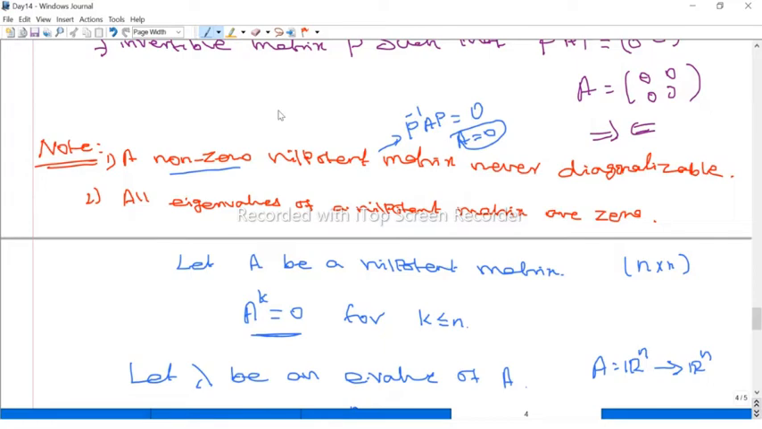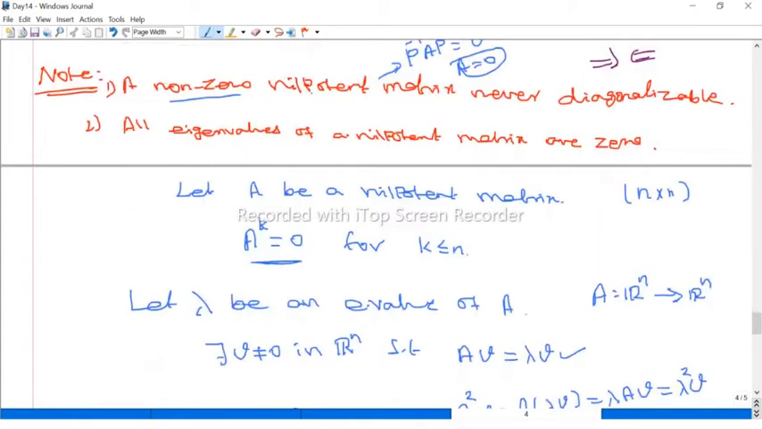It is a very important thing. Now there are some other characteristics to check whether a matrix is nilpotent or not. The important thing: suppose the eigenvalues are distinct.